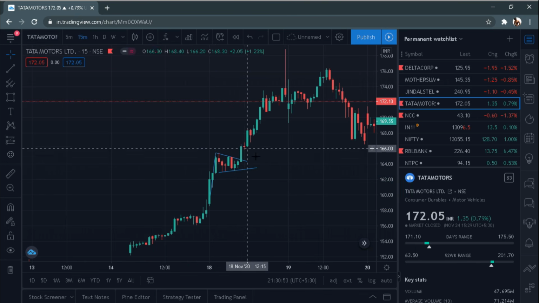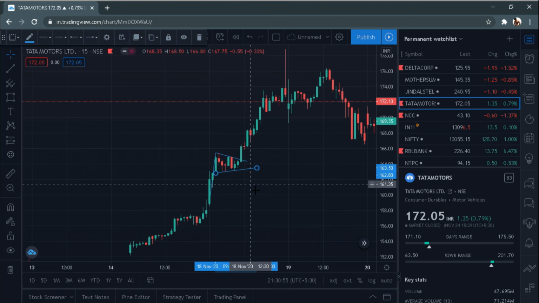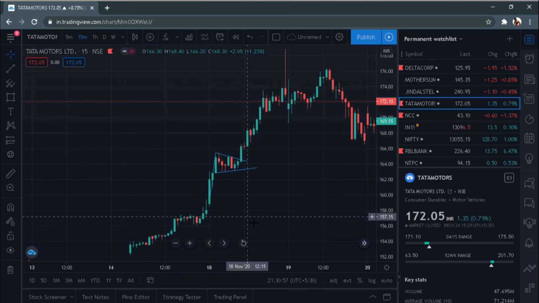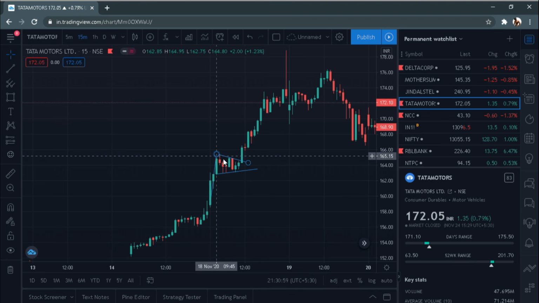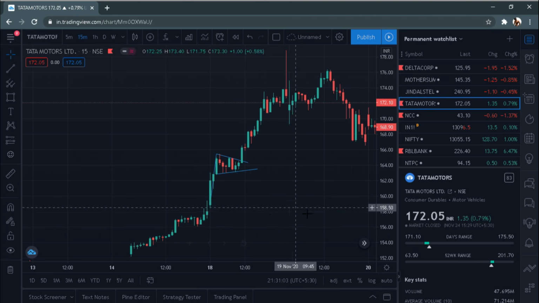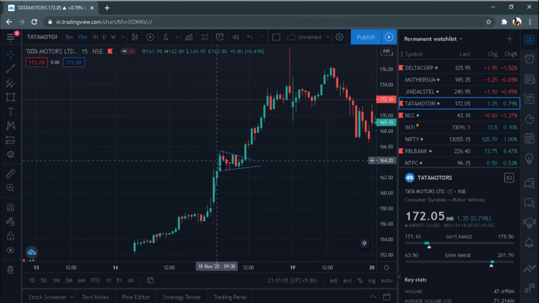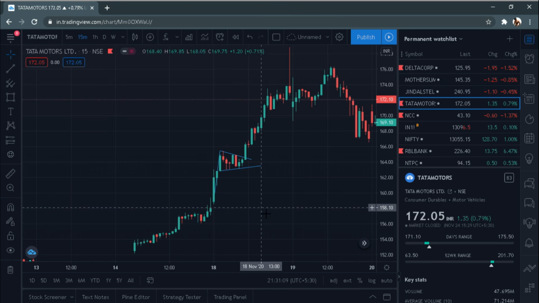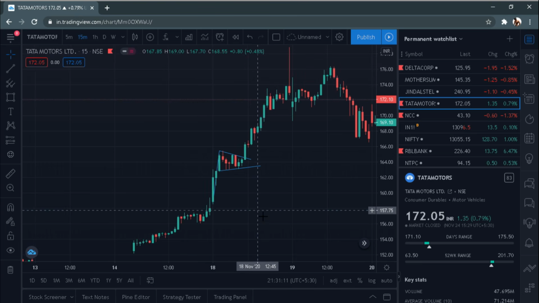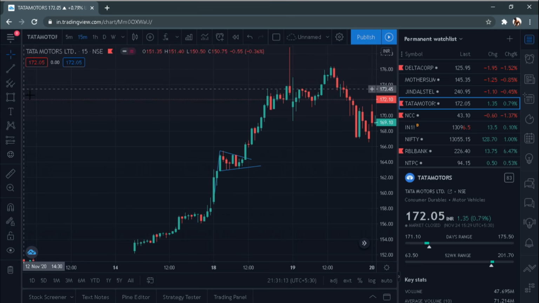Let me just make it more precise. So that is our flag pattern over here. You can see the upper trend line is giving resistance to the price and the lower trend line is giving support to the price, and the major trend is uptrend, and there is a big flag pole over here which is obviously majorly in an uptrend. So now this is the flag pattern, and when it comes to entry and exit points, as well as the stop loss points, let's get into that.